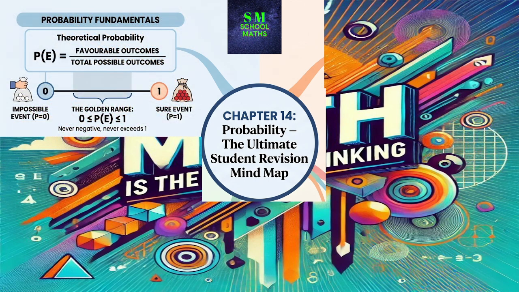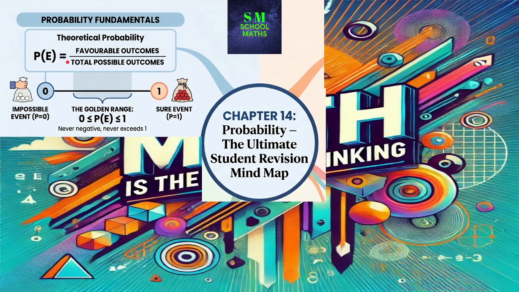Everything in this chapter relies on one core formula, theoretical probability. P stands for probability and E stands for possible events. The probability of an event, P of E, is simply the number of favorable outcomes divided by the total possible outcomes. Favorable outcomes is nothing but what you want to happen. Total possible outcomes is everything that could happen.